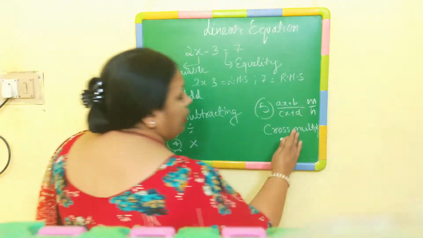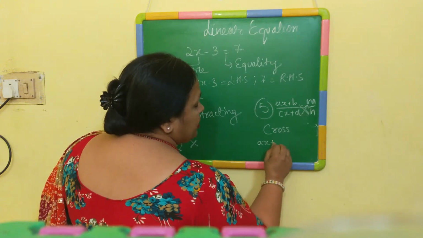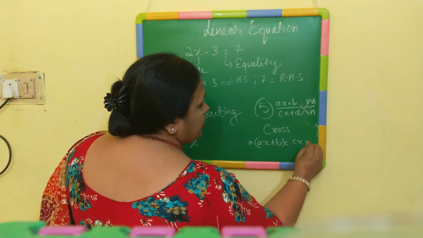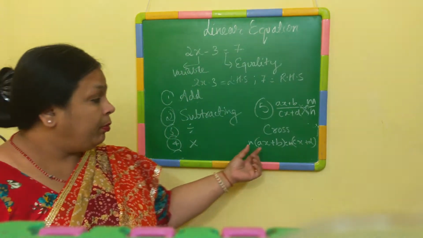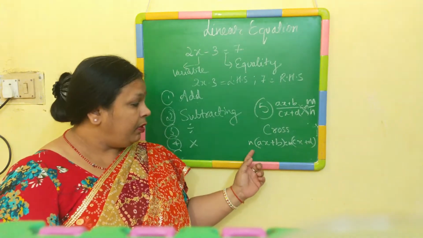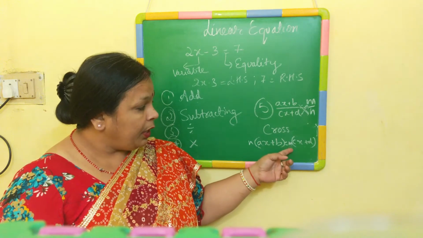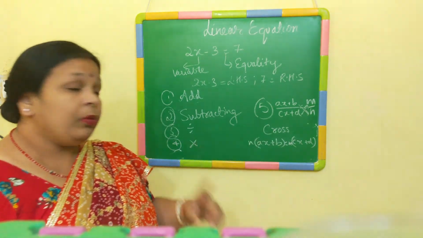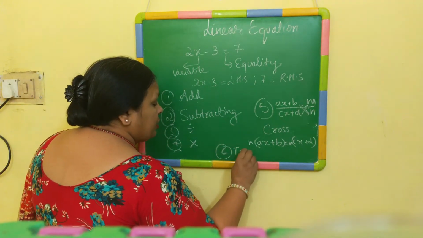Clear? We will cross multiply, that is ax plus b is multiplied by n and cx plus d is multiplied by m. Now we will be multiplying it independently. n will be multiplied by ax plus b, is equal to m into cx plus d.